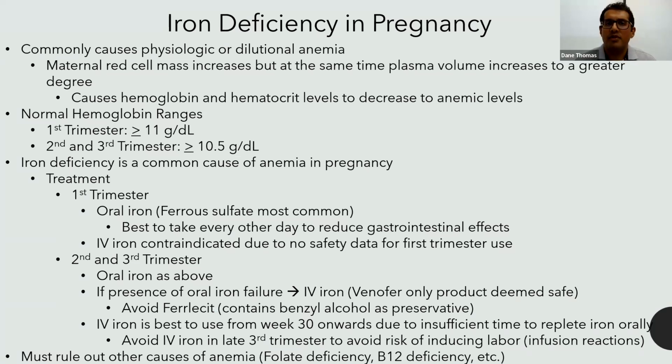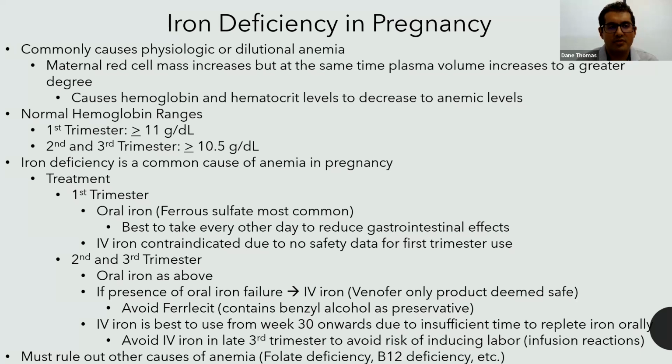And of course, I would be remiss to not talk about iron deficiency in pregnancy. Pregnancy commonly causes physiologic or dilutional anemia. The way this happens is that maternal red cell mass increases, but at the same time, plasma volume increases to a greater degree. This causes hemoglobin and hematocrit levels to decrease to anemia levels. Therefore, normal hemoglobin ranges in pregnancy are different from a person who is not pregnant.